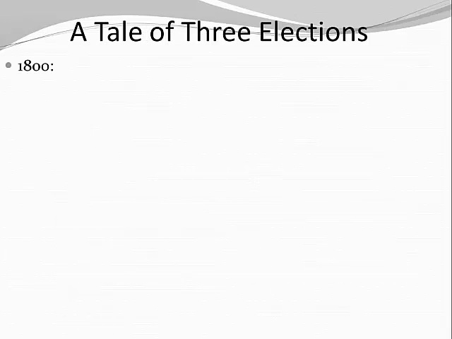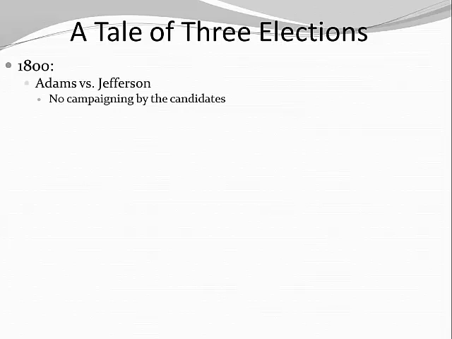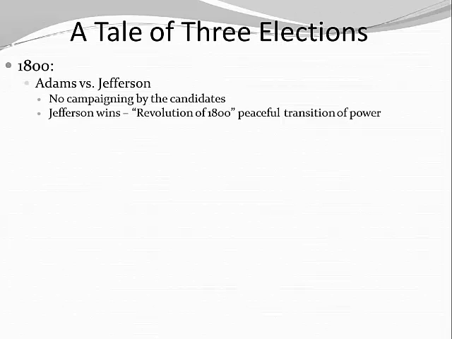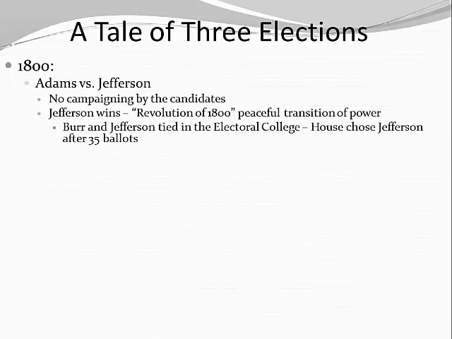Okay, let's look at three elections in U.S. history. The election of 1800 is John Adams versus Thomas Jefferson. There was no campaigning done by the candidates. Jefferson wins, and this is known as the Revolution of 1800, which is a peaceful transition of power between political parties. Now, in a quirk in the electoral system at the time, Burr and Jefferson tied in the Electoral College, and the House chose Jefferson after 35 ballots.